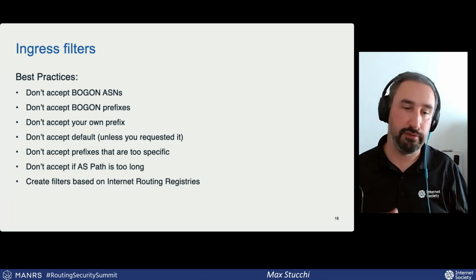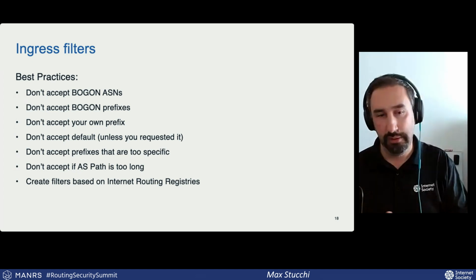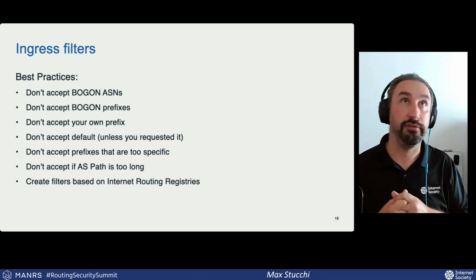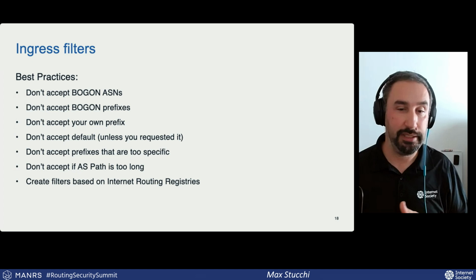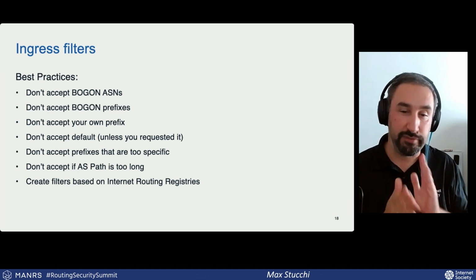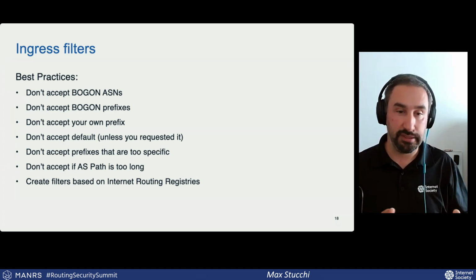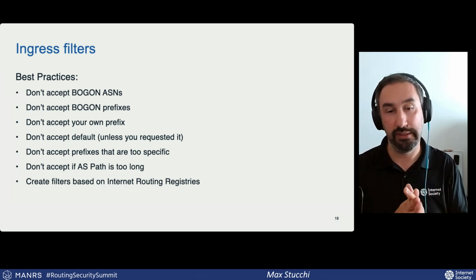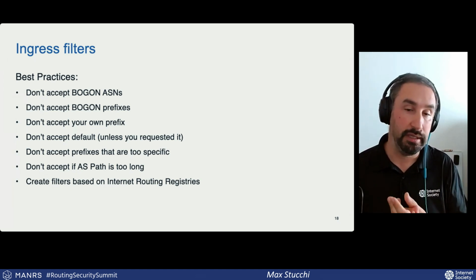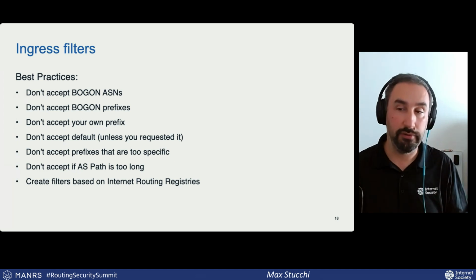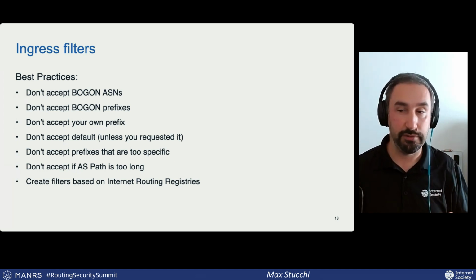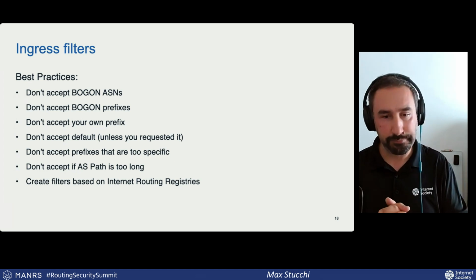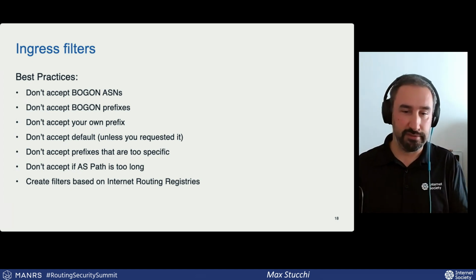If you accept the default, so 0/0 or ::/0 in IPv6, but I would like to use 2000::/3 in this case, unless you have requested that specifically, don't accept that, because otherwise it will force you to send all the traffic for networks that you don't know about, just as a last resort, to one or more of your upstreams. So just don't do that. Don't accept prefixes that are too specific.